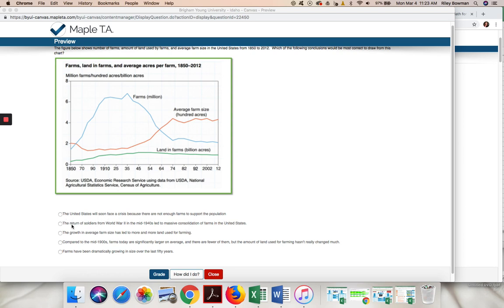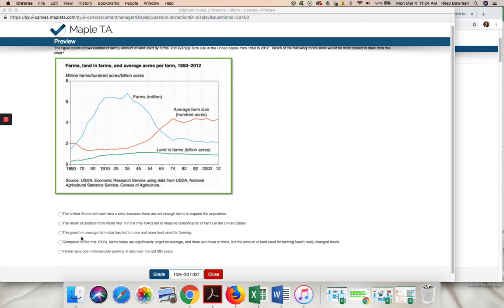The return of soldiers from World War II in the mid-40s led to a massive consolidation of farms in the United States. Again, even though we do see farms start dipping from the 40s, there is nothing here about the return of soldiers from World War II leading to this massive consolidation. We cannot make that conclusion from this chart.